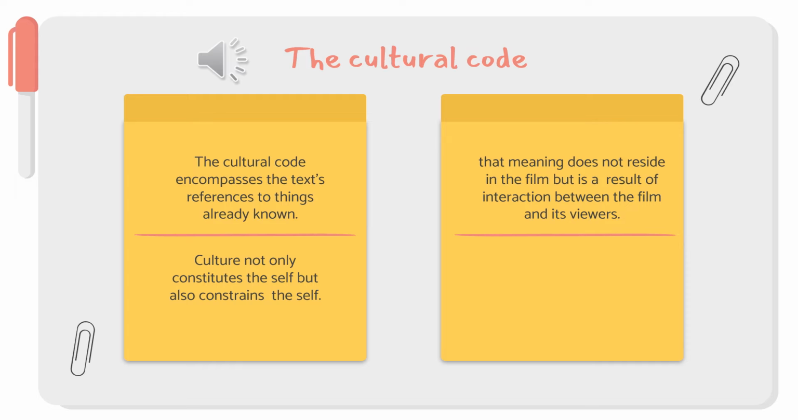The Cultural Code encompasses the text's reference to things already known. It depends on certain shared assumptions of cultural behavior, morality, and politics. Culture not only constitutes the self, but also constrains the self. These films raise questions about the codes of conduct in a particular social order. This leads us to the understanding that meaning does not reside in the film but is a result of interaction between the film and its viewers.